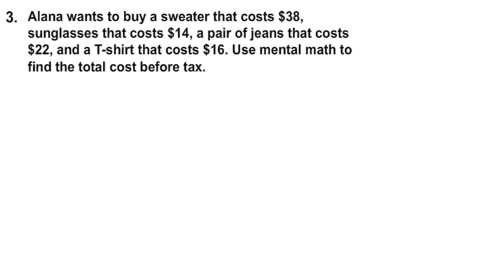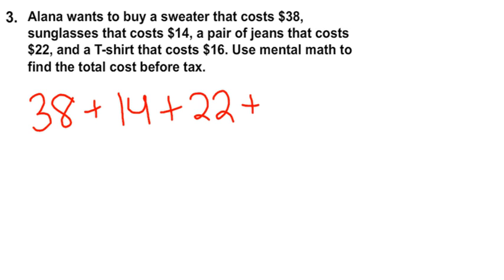Alana wants to buy a sweater that costs $38, sunglasses that cost $14, a pair of jeans that cost $22, and a t-shirt that costs $16. Use mental math to find the total cost before tax. So here we're supposed to add 38 plus 14 plus 22 plus 16. Now we can use a calculator, but we just really want to do this mentally. I'm going to notice that there are some numbers that are easy to add when you group them together. For example, 38 and 22 are easy to add, and then 14 and 16.